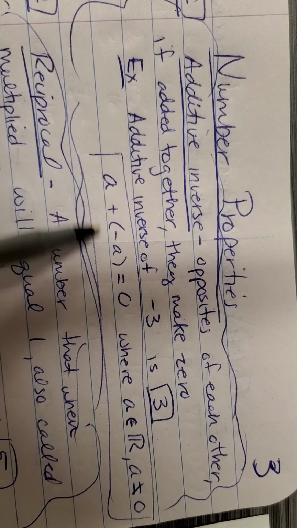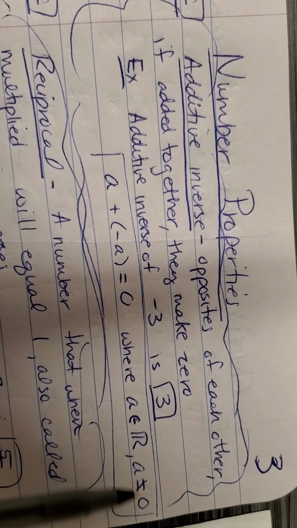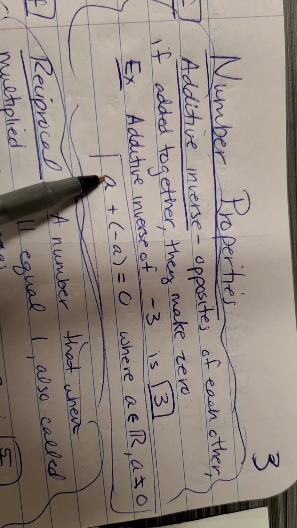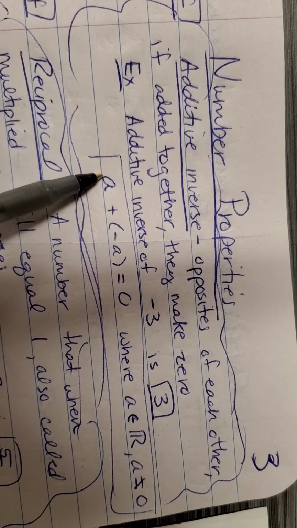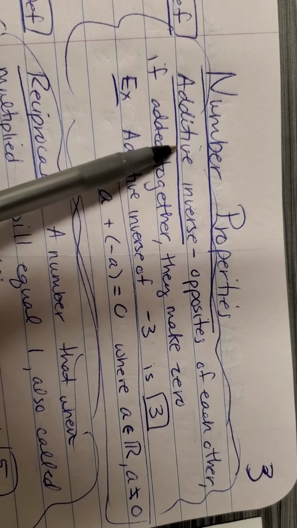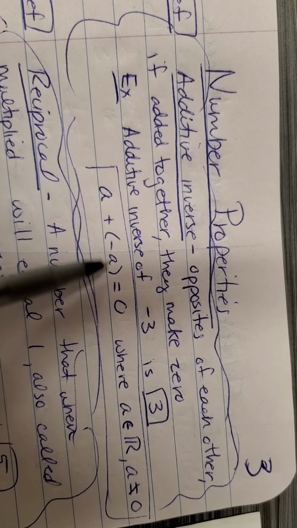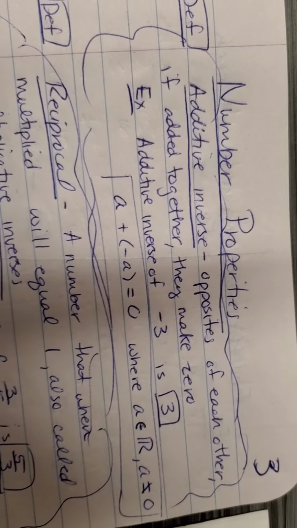Because if this was 0, well then this would be -0, and that's not a thing. So anything except for 0. You can make a equal to anything you want besides 0. So you could even do like 1.4, and this would be -1.4. So if I'm asking you for the additive inverse, it just means take the opposite sign. So if this is positive, make it negative, and vice versa.